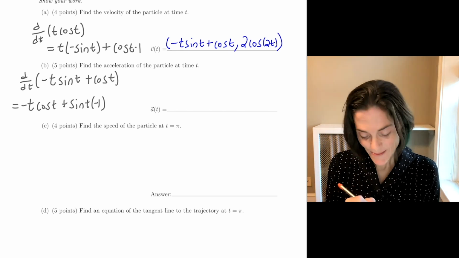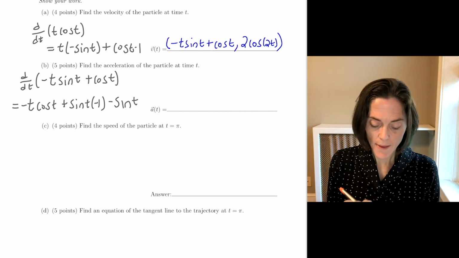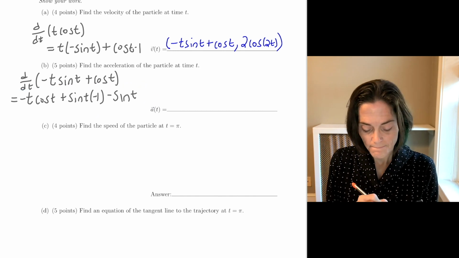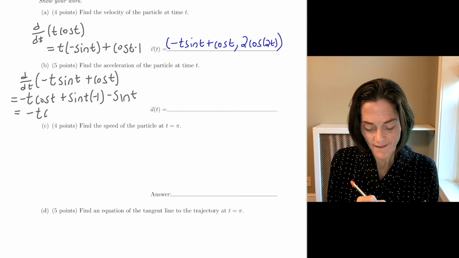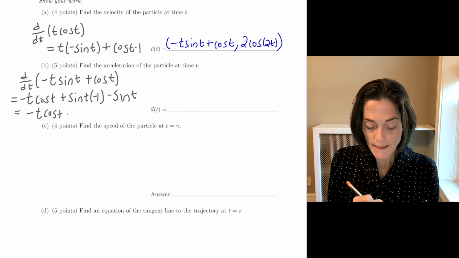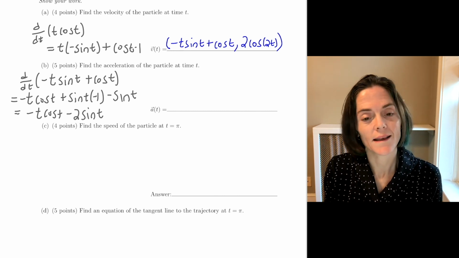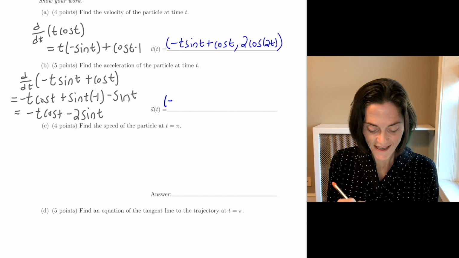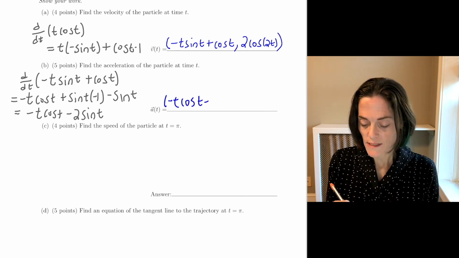Now differentiate the second term. Derivative of cosine is minus sine. So you have minus sine t. And maybe I can move this up. You see what we get here. We have minus t cosine t, and then minus 2 sine t. So this goes in my first coordinate of the acceleration vector. Okay, we have minus t cosine t, minus 2 sine t.